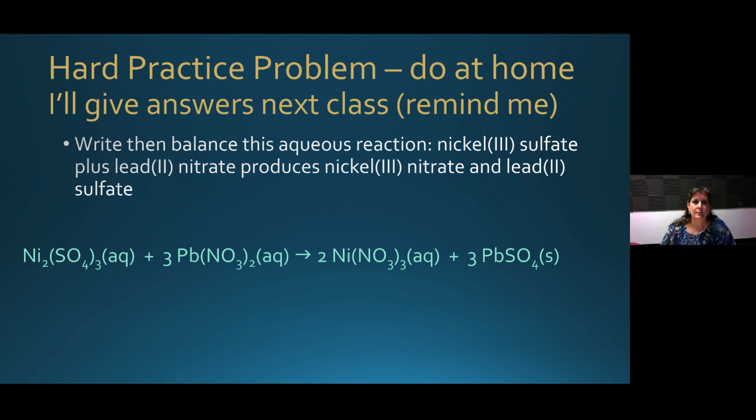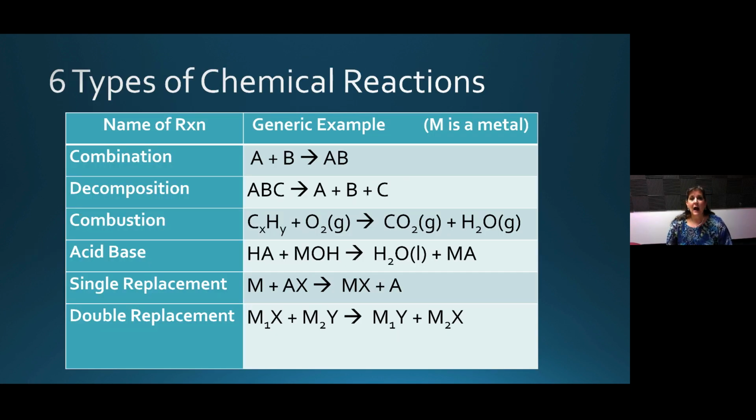Let's move on. We are now going to look at 6 types of chemical reactions. So you need to learn these 6 types, and these are generic examples here. So combination is just 2 chemicals combining together into one, represented as A plus B makes AB. Most of the reactions we've done so far have been combinations, like when we did sodium plus chlorine makes sodium chloride, and aluminum plus bromine makes aluminum bromide. Those were combination reactions.